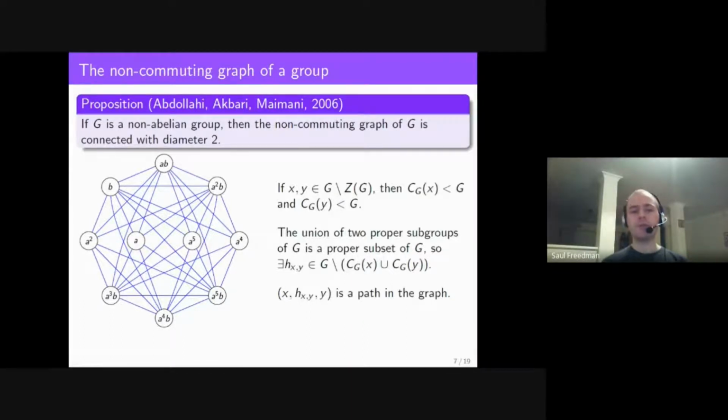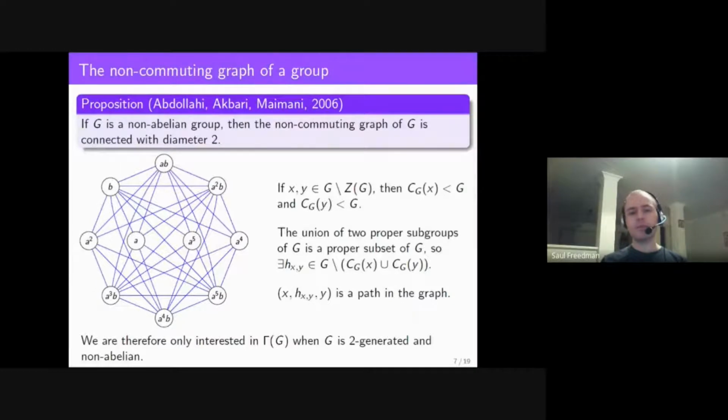We can in fact show that the graph is not connected with diameter 1 for the same reason as in the case of gamma of G, and so indeed the diameter is equal to 2. So this is why we're only interested in gamma of G when G is 2 generated and non-abelian, 2 generated meaning that there exist generating pairs. This is because if G is abelian, there are no vertices, and if G is not 2 generated, then we know that gamma of G is always equal to this non-commuting graph, which has diameter 2.